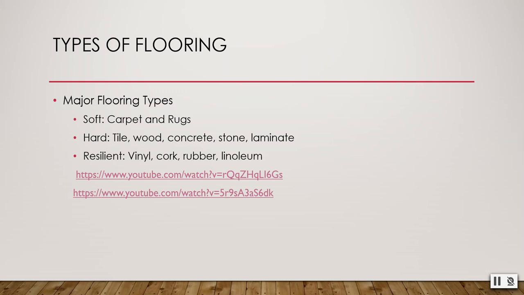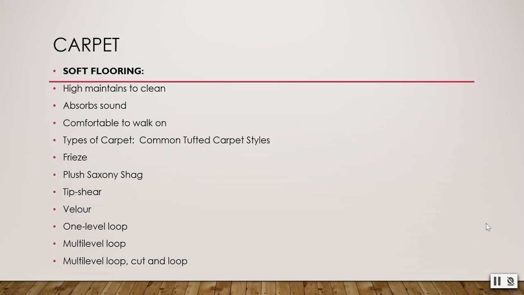You have soft flooring, hard flooring, and resilient flooring. Those are your major categories. Soft includes carpets and rugs. Hard flooring includes tile, wood, concrete, stone, and laminate. And then resilient flooring is vinyl, cork, rubber, and linoleum. So let's just dive into carpet.